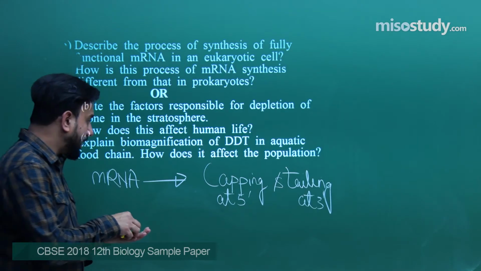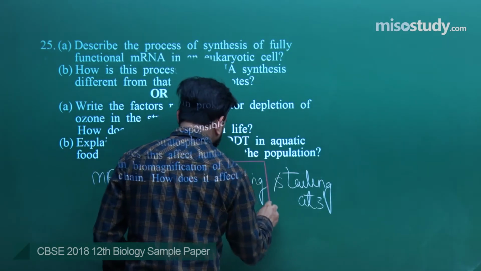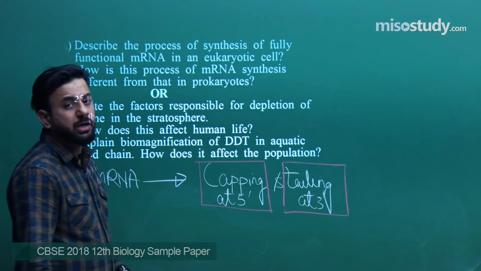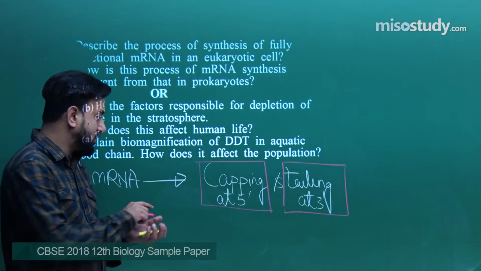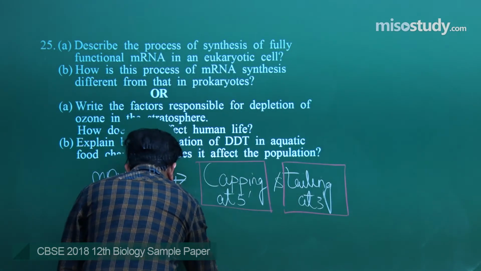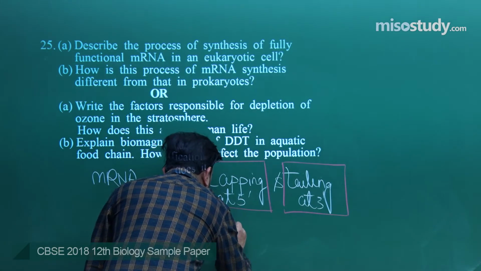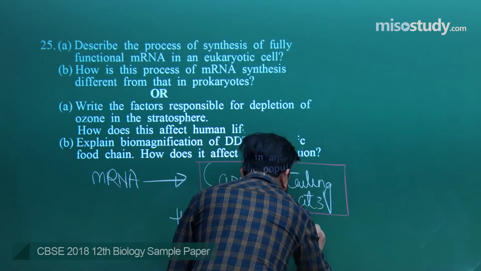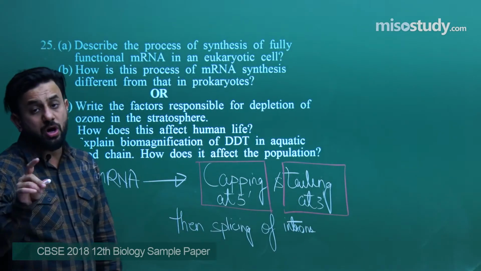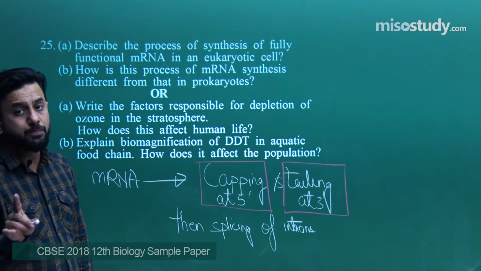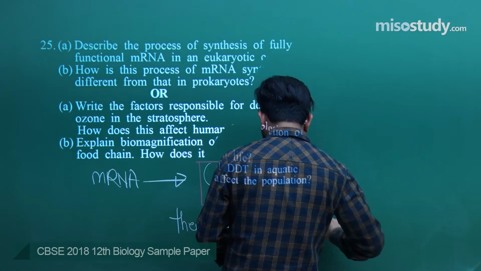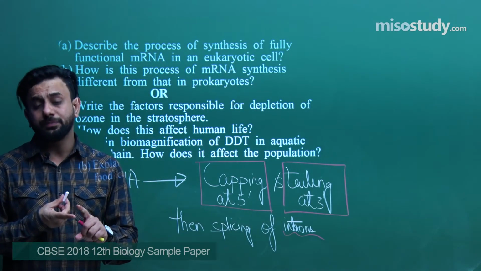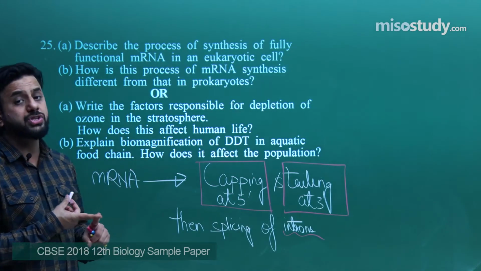This mRNA will undergo capping and tailing, and then again it will undergo splicing of the introns. What are introns? Introns are that part of the DNA that do not code for any protein. And then ligation of the exons. Exons are those parts of the DNA which code for protein.